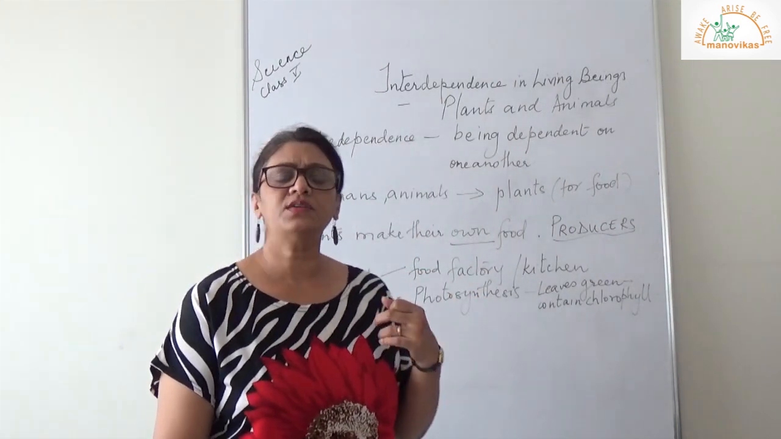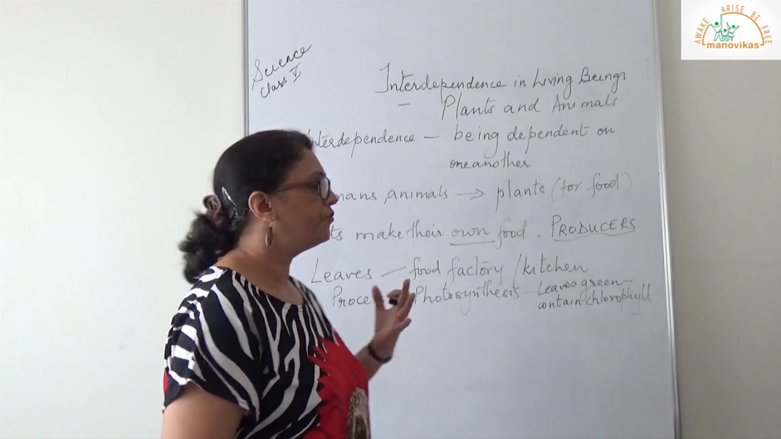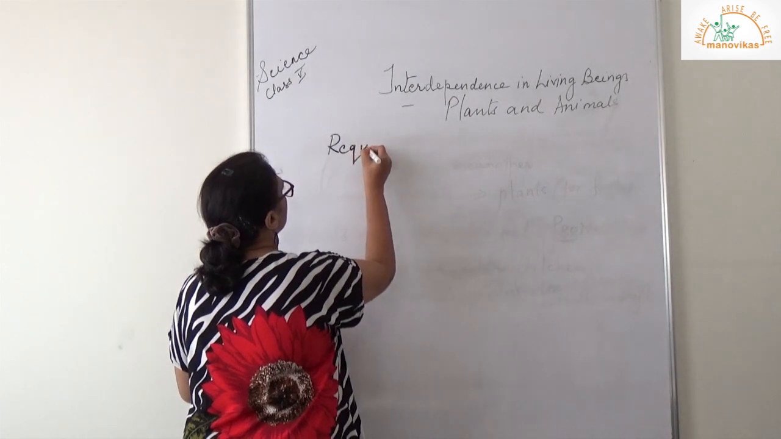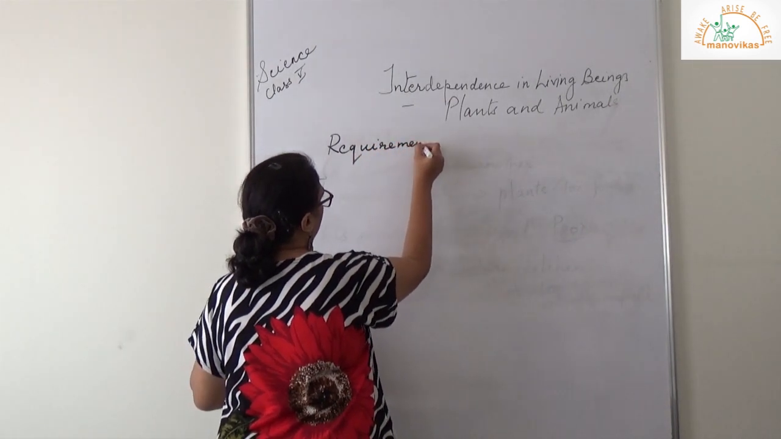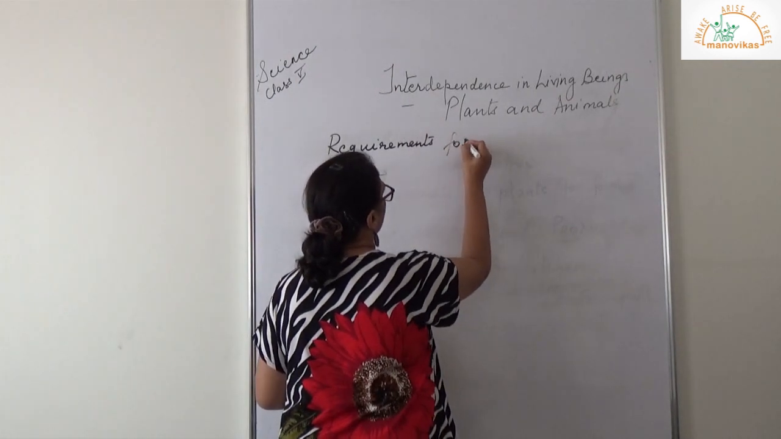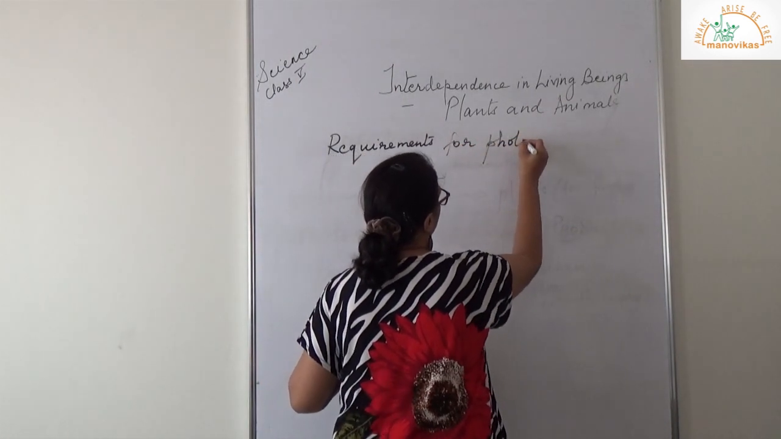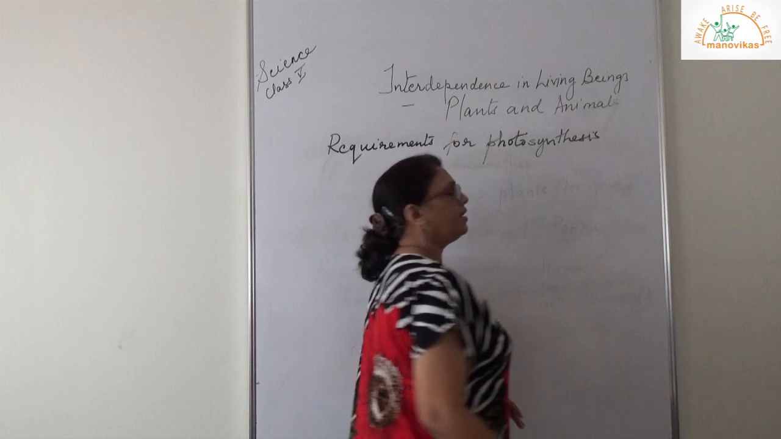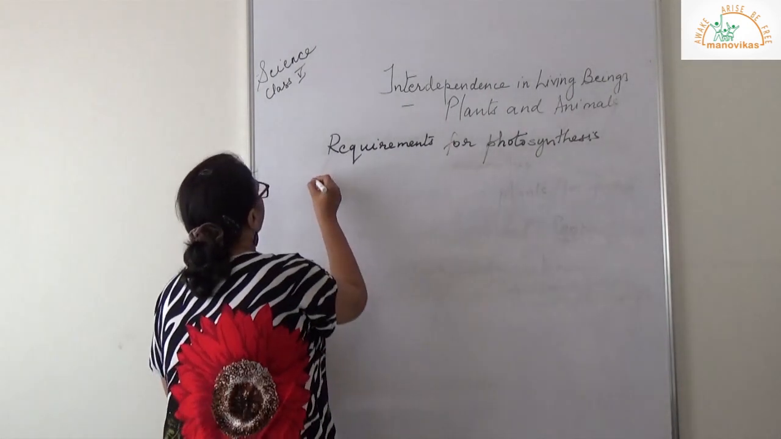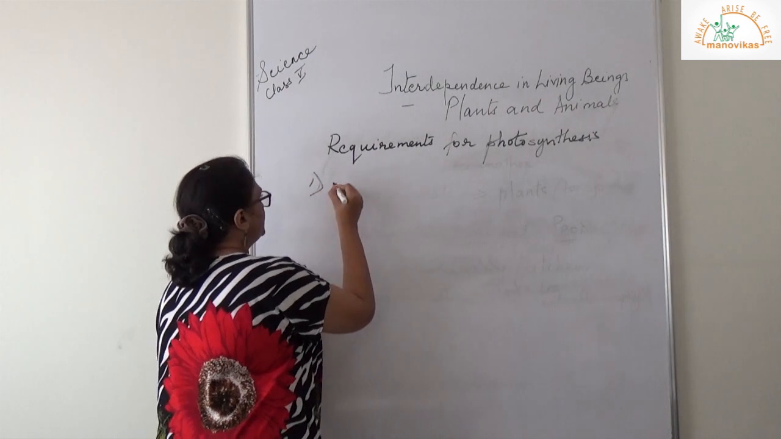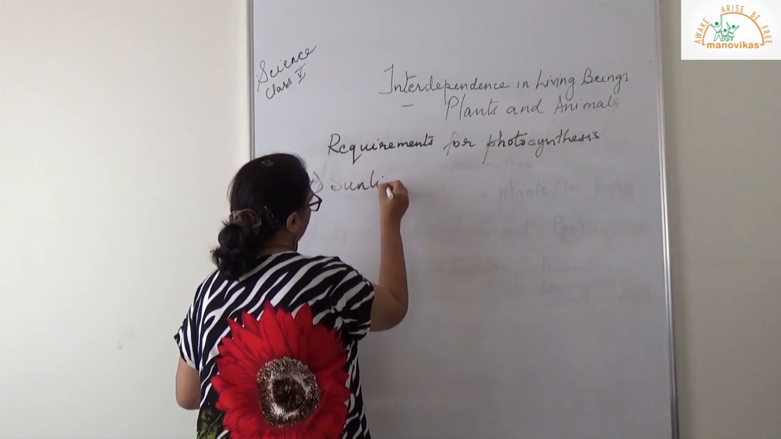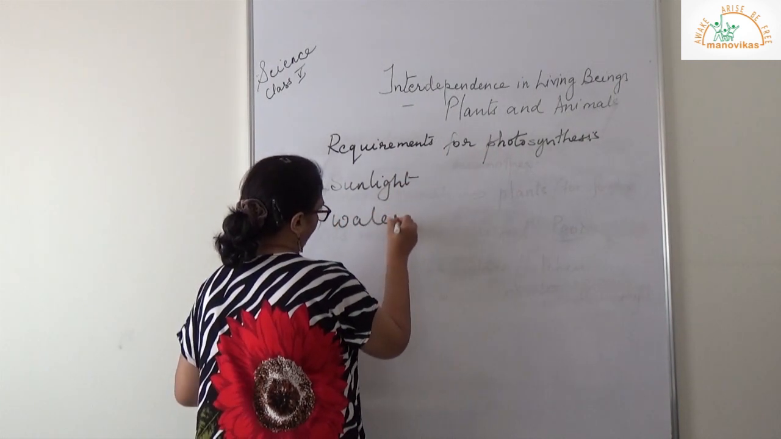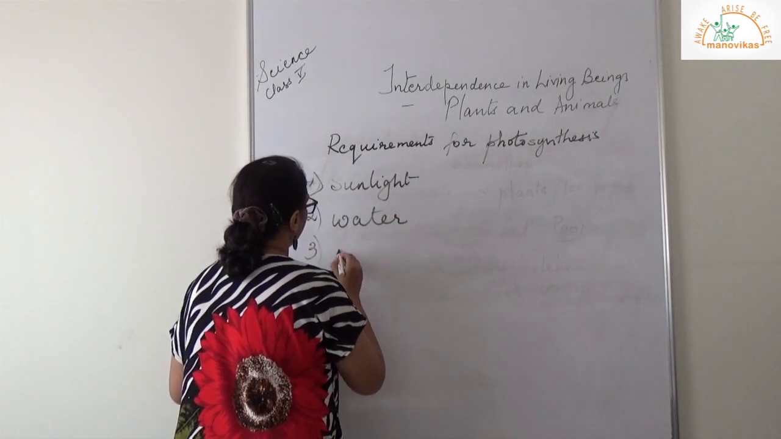Now let us see what are the requirements for photosynthesis. Now what is required for photosynthesis? Number one is sunlight. Number two, water. Number three, carbon dioxide.